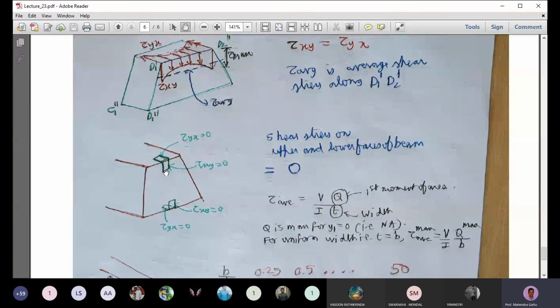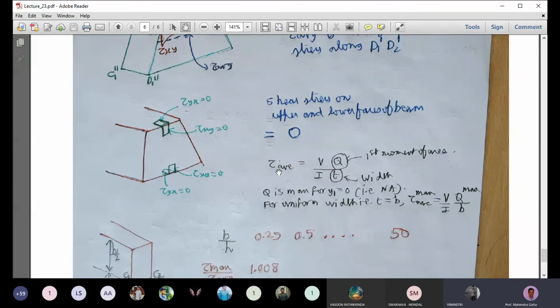And the shear stress will keep increasing as we move further down, and as it is a neutral axis, we'll get the maximum shear stress. But there is a small intricacy here, because we are calculating tau average as VQ by IT. Only when the width is constant can we assume that, because it is dependent on the width. So if the width is constant, then Q is maximum for y1 equal to 0, that is the neutral axis, and then we can have the maximum average shear stress at the neutral axis location.